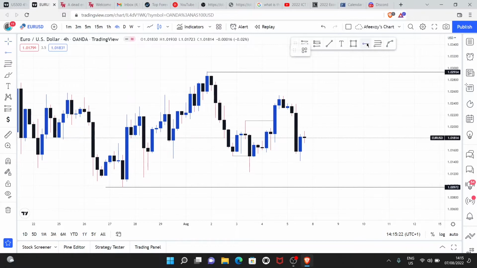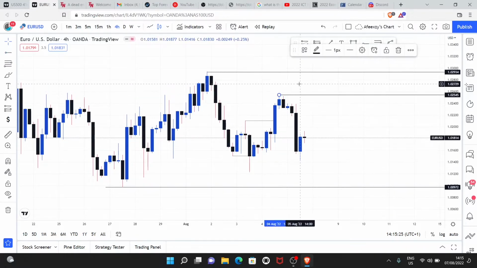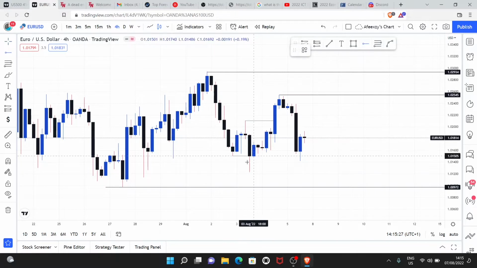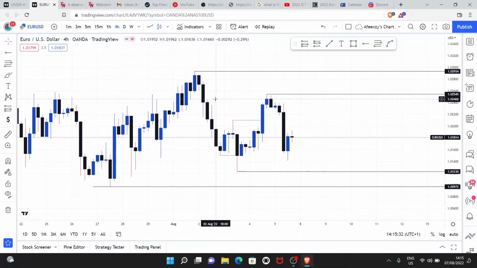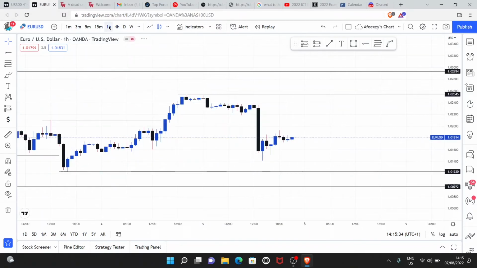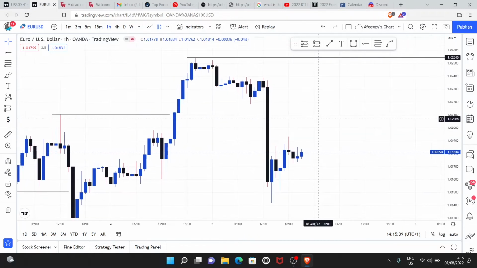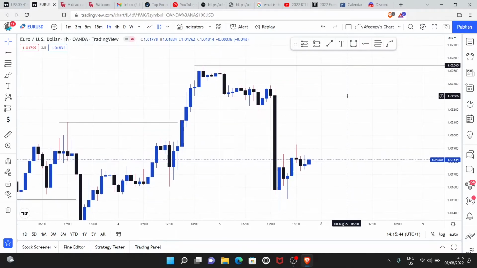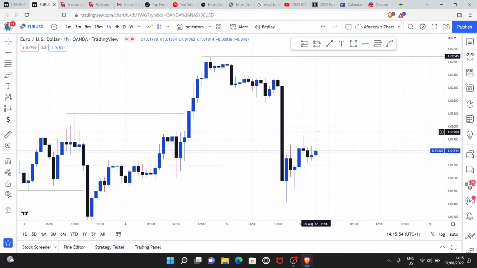As far as I'm concerned, I'm watching this zone from our 4-hour perspective and this zone here. So it's really that simple. No need to complicate things. There's no fair value gap here. There's nothing really important that I'm seeing. So let's just hope. To me, I'm watching for the buy side liquidity to be taken out. So that is that for Euro USD.